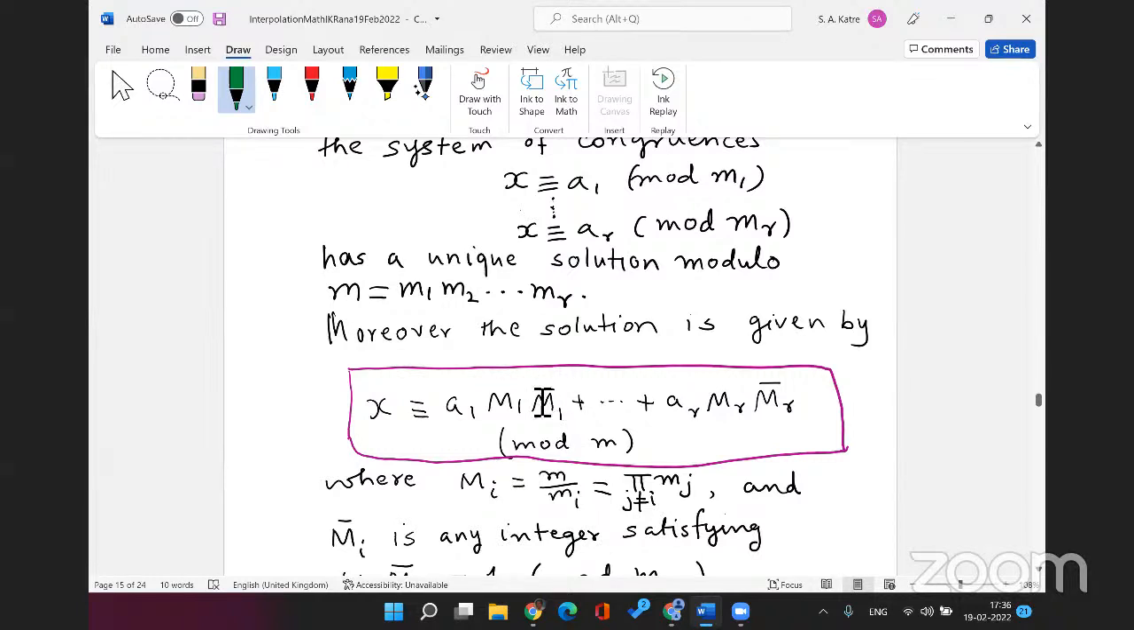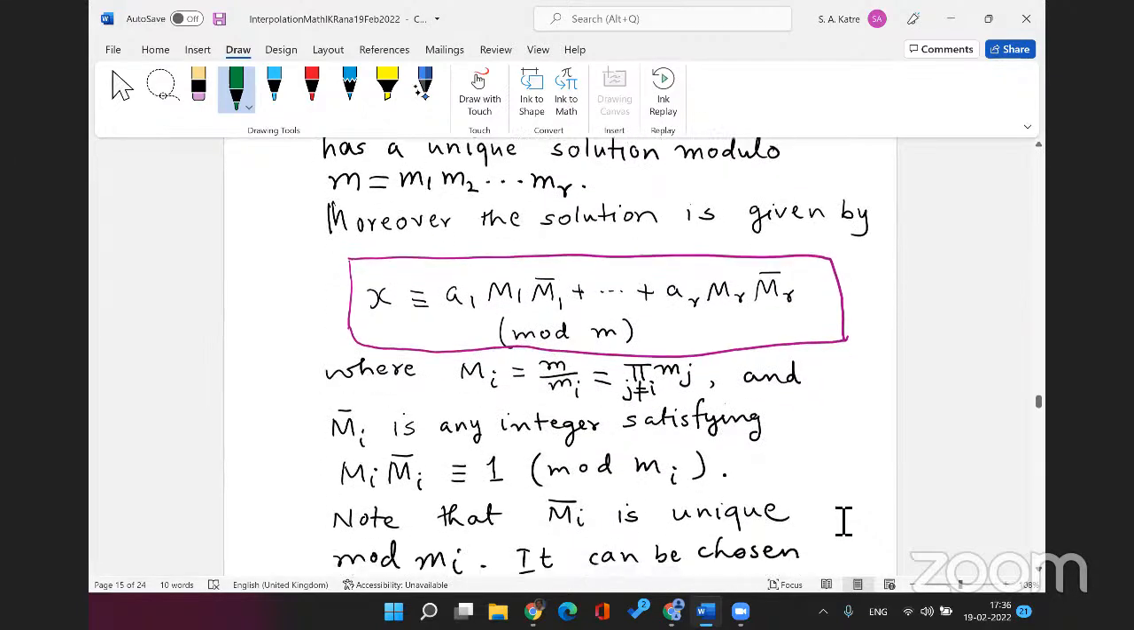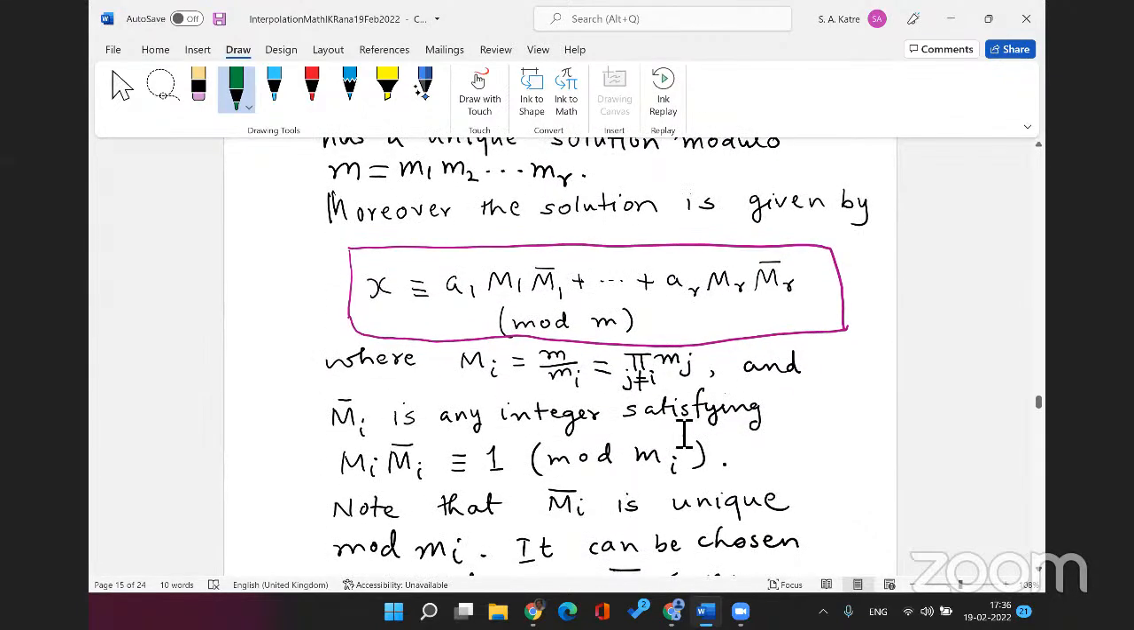And this m1 bar, m2 bar, ..., mr bar, they are defined like this. Mi bar is any integer satisfying Mi bar times capital Mi is congruent to 1 mod mi. So this Mi bar is an inverse of capital Mi modulo small mi.